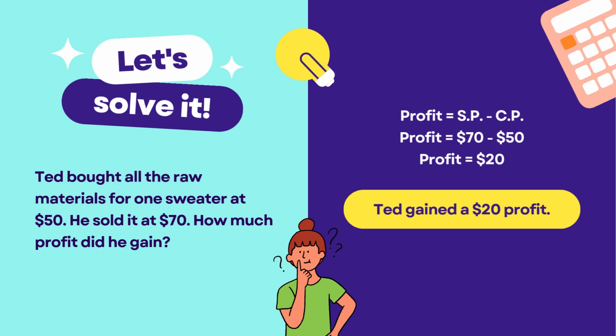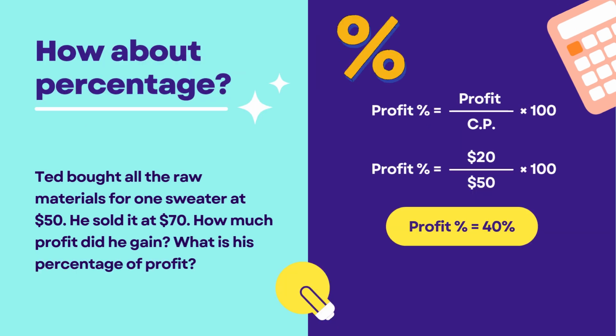Here we use the previous formula that we mentioned before, which is the profit equals the selling price minus the cost price. The selling price is given here as $70 minus the cost price, which is $50. So 70 minus 50 is equal to $20. Therefore, Ted gained a $20 profit.